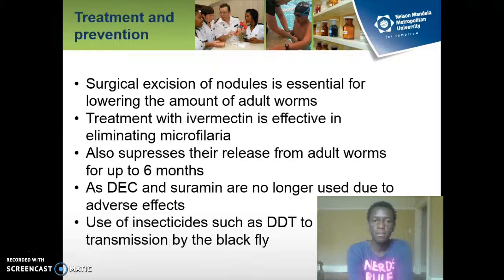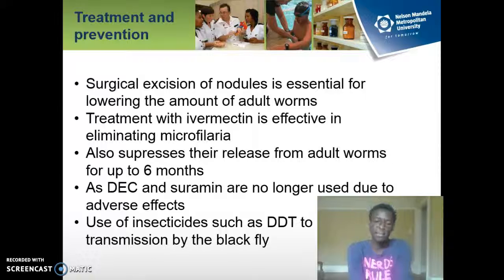Treatment and prevention. You have to cut the microfilaria at the source, so you have to remove the adult ones, and that's what they do when they cut out the nodules. There's also a treatment, ivermectin, which is given. It eliminates the microfilaria. It also suppresses the release of them by adult worms for up to 6 months. DEC is no longer used because some people develop adverse reactions.